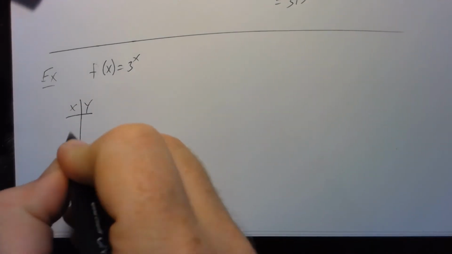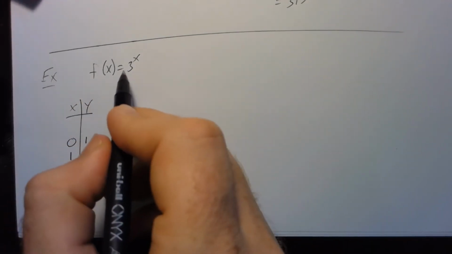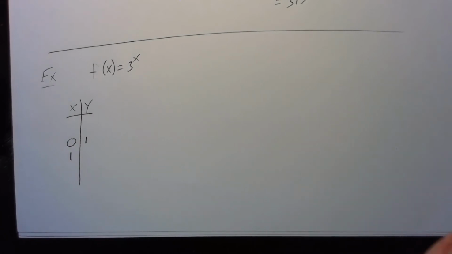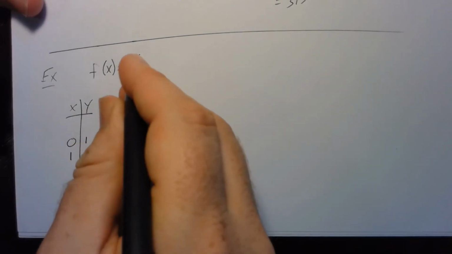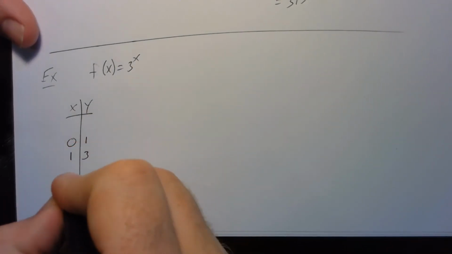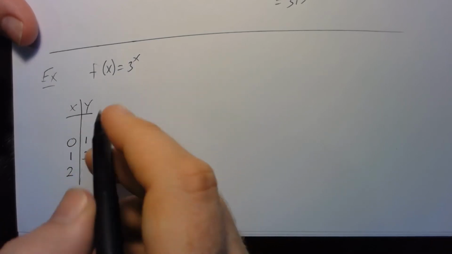So when I plug in 0, I'm going to get back a value of 1 because 3 to the power of 0 is 1. Now, if you don't trust that, let's go through the pattern. If I plug in 1, I know 3 to the 1 is 3. If I plug in 2, 3 to the power of 2 is 9.